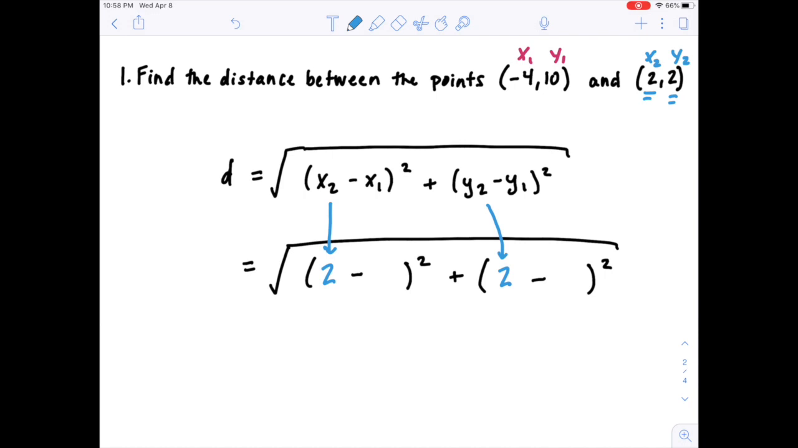So I'm just plugging into the formula. Now let's switch to pink. So my pink x coordinate, x1, is -4. x1 goes down here, so I'm going to put -4 right there for x1.